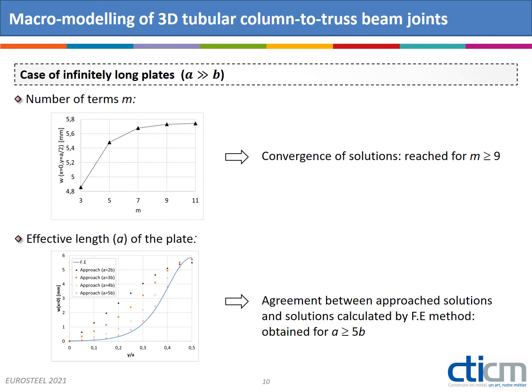In the figure below, we plot the deflection of the plate with different values of the plate length. A good agreement is obtained when the plate length is at least 5 times the plate width.